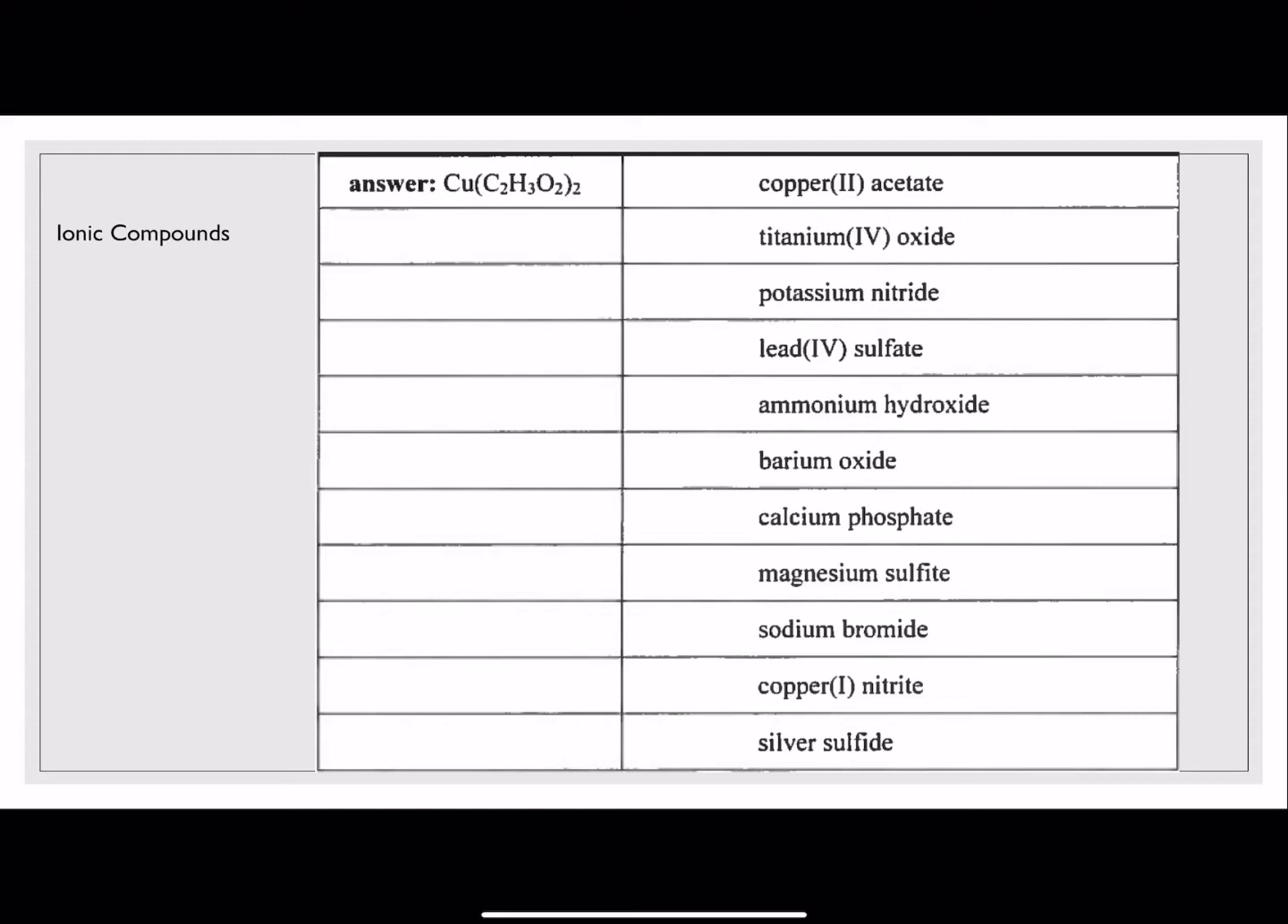Titanium 4 means that our titanium has a 4 plus charge. Oxide always has a 2 minus charge. So I must have two oxides in order to balance out my titanium, which has a 4 plus charge. So this must be TiO2.